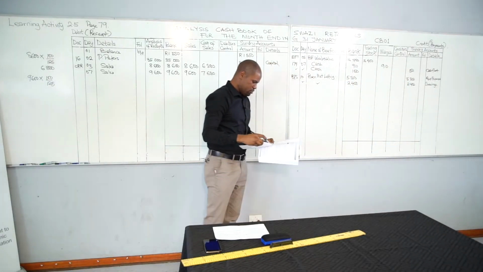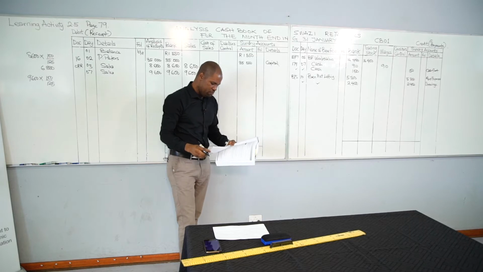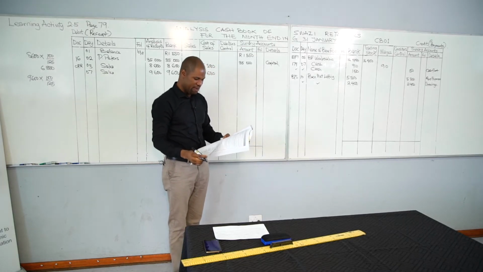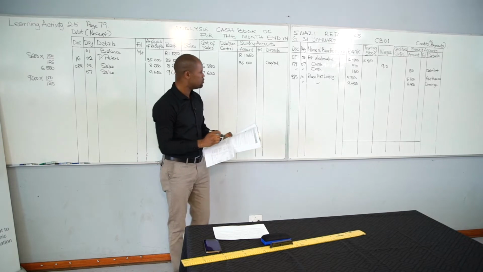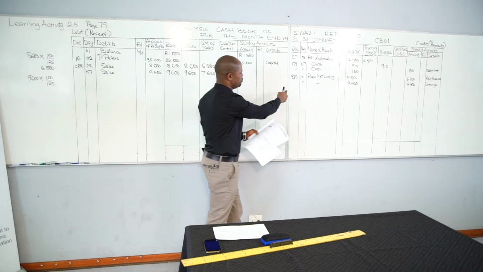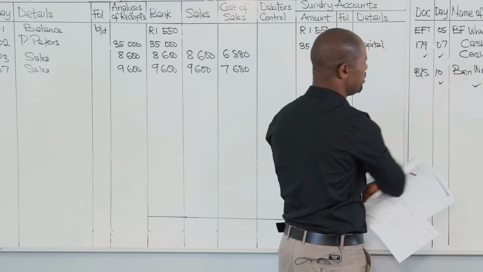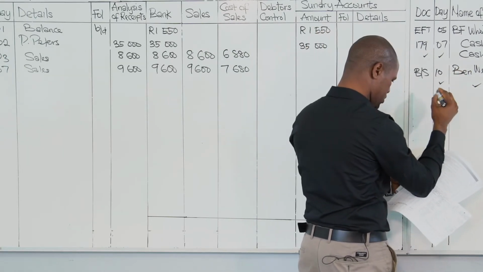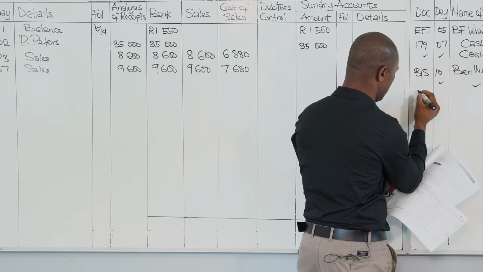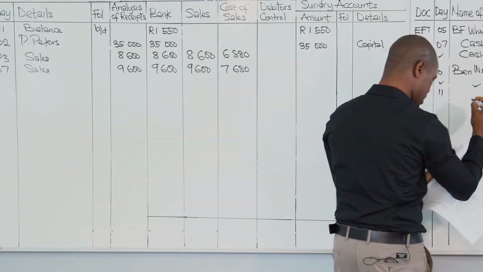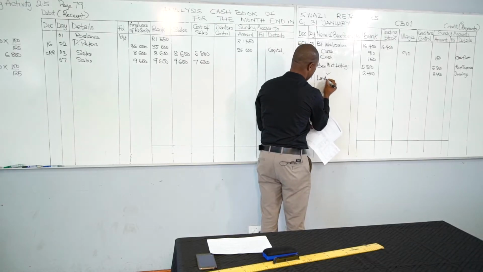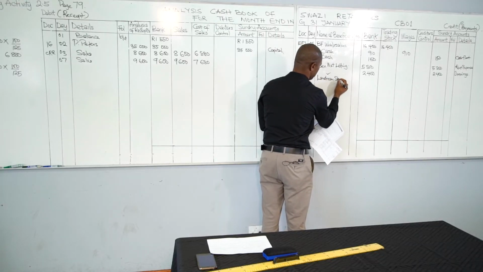On the 11th, we're told that Mr. Peter bought some stationery from Landmark Stationer and paid by check. And the check number is 180. The amount is 816. So those are payments also. We record it on the credit side. The check number is 180, the date is on the 11th. The beneficiary is Landmark Stationer.